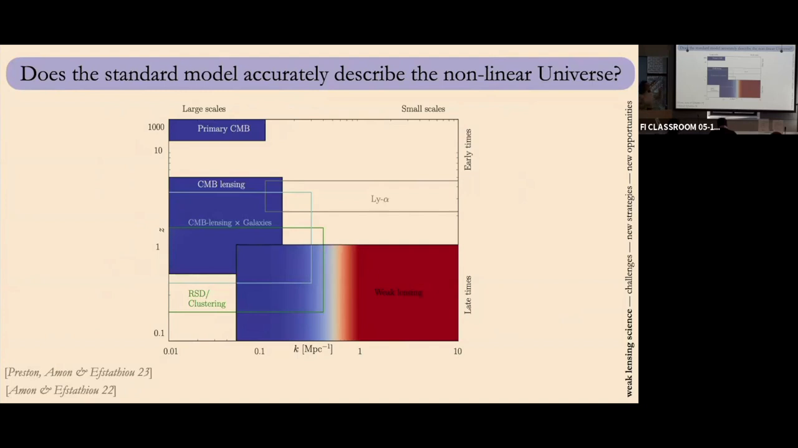So better than just making an S8 compilation, which can be extremely misleading because you're mixing all kinds of scales that you're looking at the universe on, it is better to place your measurements in a plot like this and think about what scales and what redshift is it probing in our universe. And that's the consistent picture that we need to have for a model.